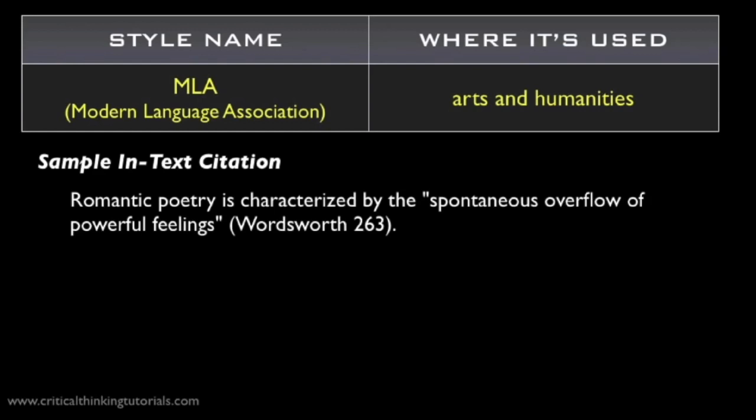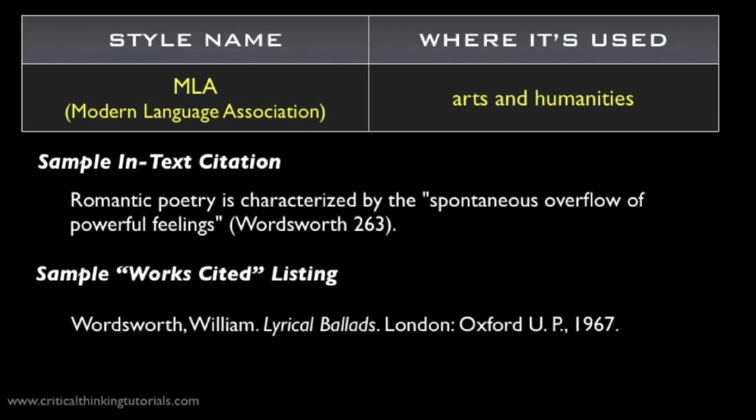MLA style is a lot like the APA style in that it uses in-text citations. But an important difference is that MLA uses the author-page number system rather than the author-date system. In this example, the quote is from a book by William Wordsworth, and the citation is Wordsworth 263, where 263 is the page number from that source. Here's what the source reference would look like in the bibliography, which in MLA style is titled Works Cited.